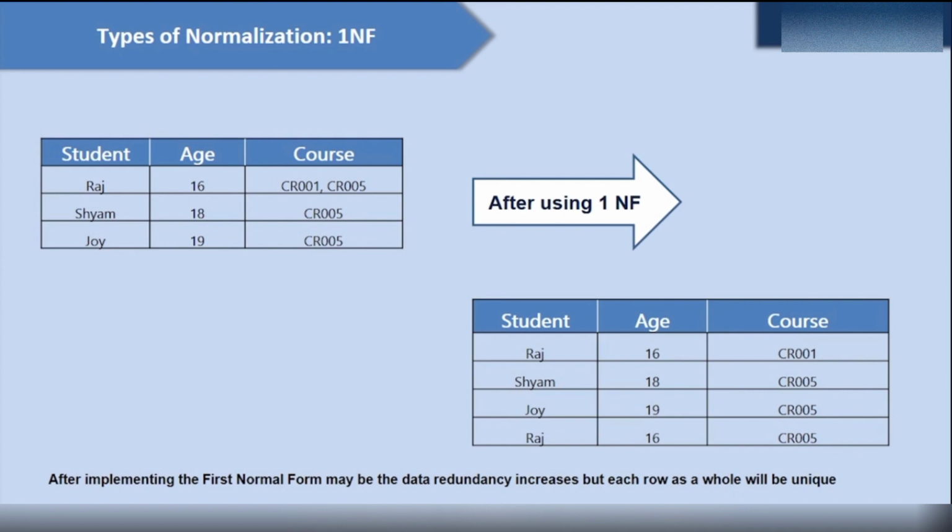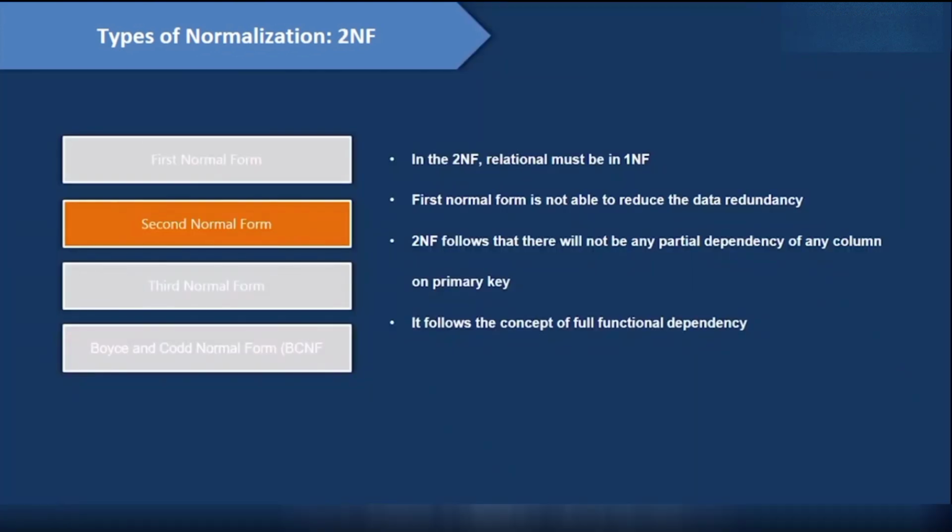So using first normal form basically helps us to get each row as a whole unique row. So your data will be unique, but maybe there will be some data redundancy, and it will sometimes increase the data redundancy. Now let's have a look at what is 2NF. Whenever you are going for using 2NF rules for your database, be sure your database is already in 1NF. This is the first and foremost criterion whenever you are going to apply second normal form to your data. The first normal form is not able to reduce the data redundancy, that we have already seen.